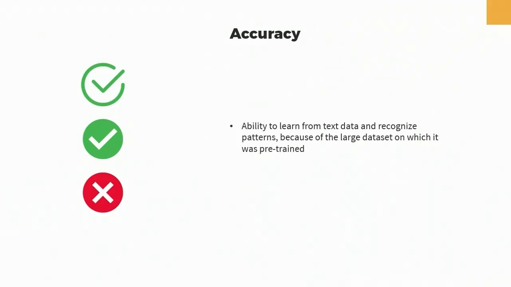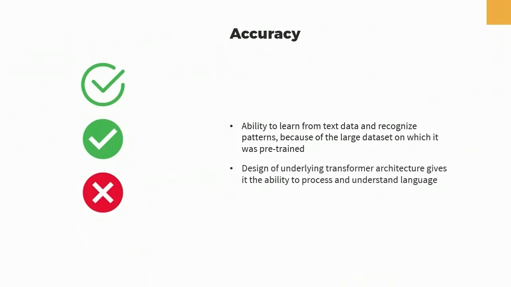So, compared to earlier generative AI models, ChatGPT can generate responses with a higher degree of accuracy, and it is able to learn from text data and recognize patterns, thanks to the large data set that it was pre-trained on. And the design of its underlying transformer architecture gives it the ability to process and understand language almost on par with humans, even when dealing with relatively complex or nuanced language.